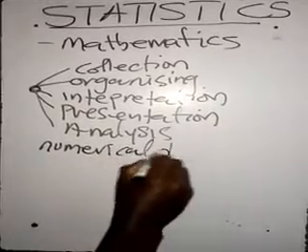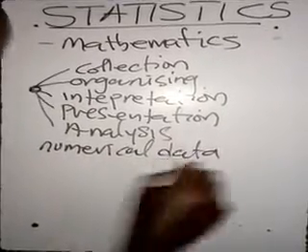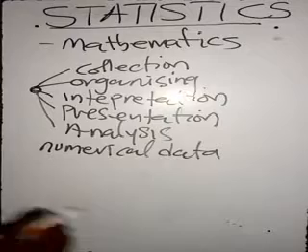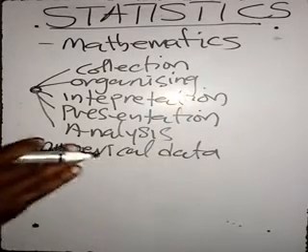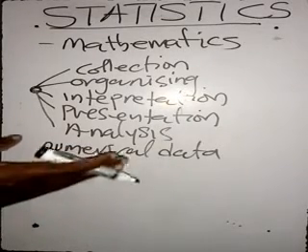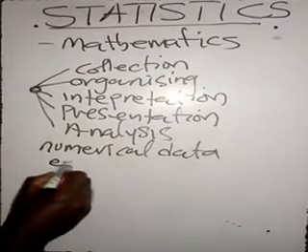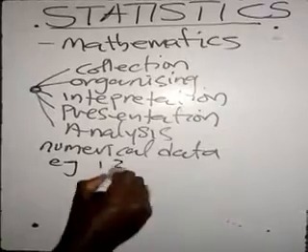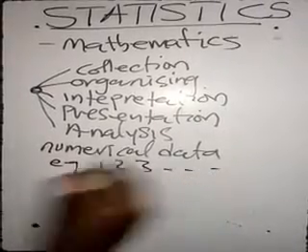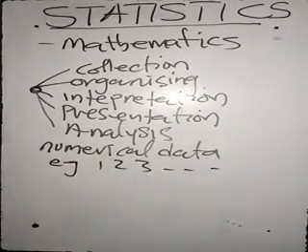Numerical data refers to that information in form of figures. Like when we are counting, take an example of when we talk about 1, 2, 3, and so on. Those are numerical information which can be put in numbers, and this is what we refer to as statistics.